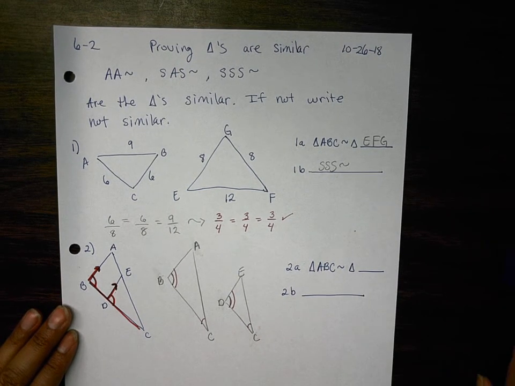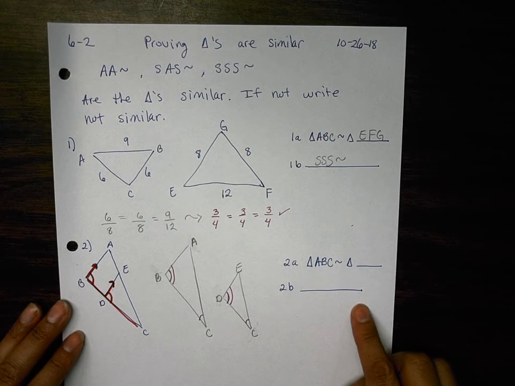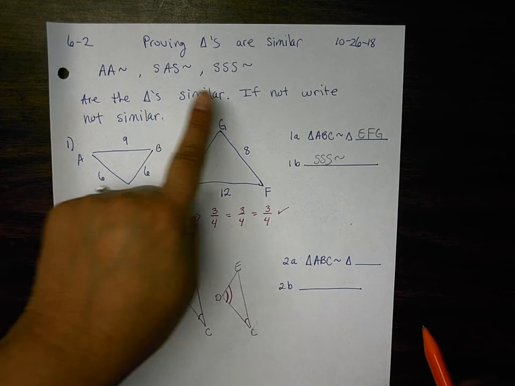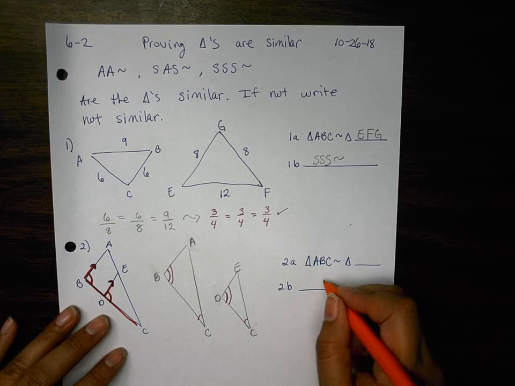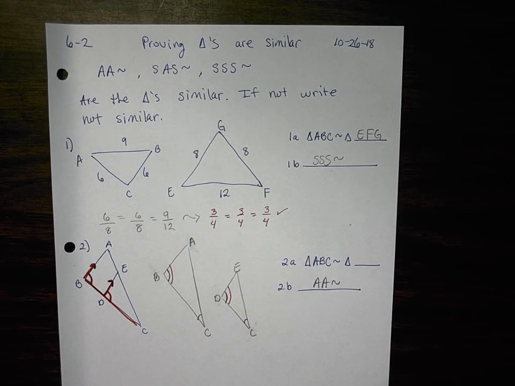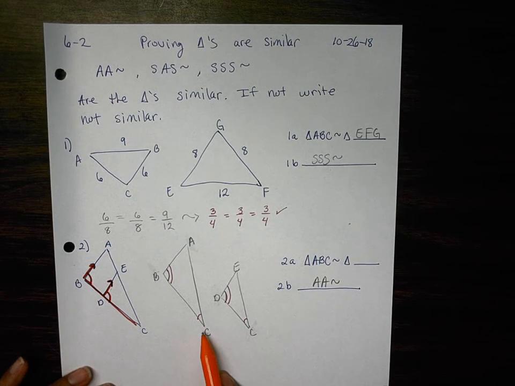Okay, 2A. Triangle ABC is similar to triangle blank. 2B, blank. Let's fill in 2B first because we just said it. The two triangles are similar by which statement? Angle, angle, similarity. Not congruent, similarity.